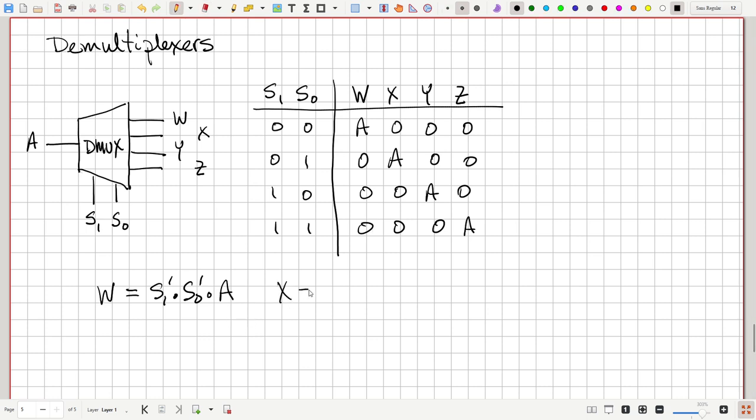X, of course, the minterm for the next row would be, see, it's 0 and 1, so that would be not S1 and S0 and A. And Y would be for the next row, 1, 0, so that would be S1 and not S0 and A. And finally, Z, for the last row, they're both 1, so that would be S1 and S0 and A. So those would be the logic functions for the four outputs.